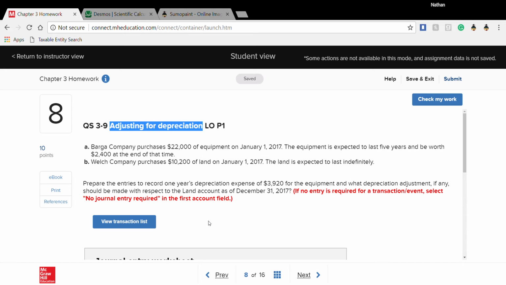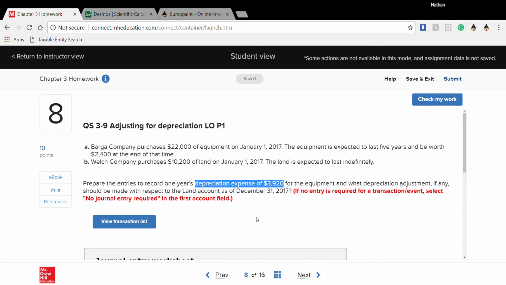We have Welch Company purchases $10,200 of land on January 1st, 2017. The land is expected to last indefinitely. Prepare the entries to record 1 year's depreciation expense of $3,920 for the equipment and what depreciation adjustment, if any, should be made with respect to the land account as of December 31st, 2017. Cool. So again, they've calculated our depreciation already.